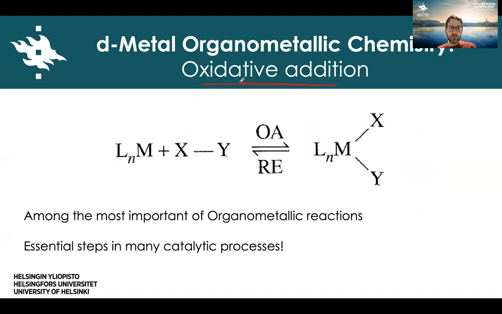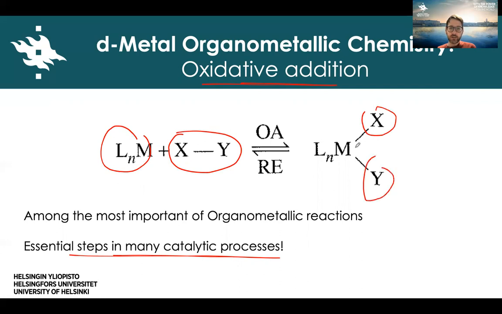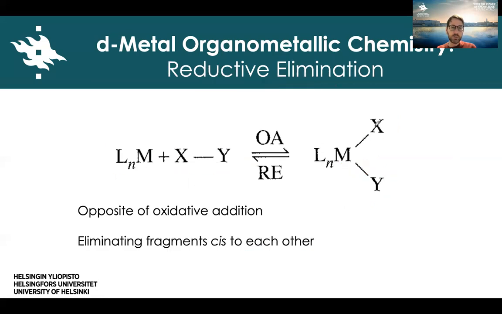oxidative addition, which is one of the most important organometallic reactions, and an essential step in many catalytic processes. Here we have the metal and the ligands, and then we have a molecule binding to this metal. In the oxidative addition, these two species are added to the metal atom, and there is an increase in the oxidation number of the metal as a result of the addition of these species to the molecule.